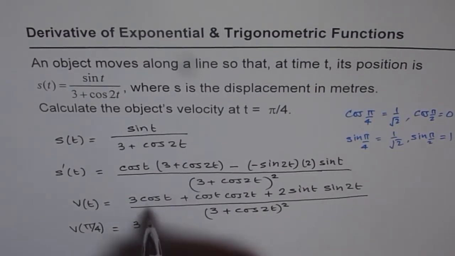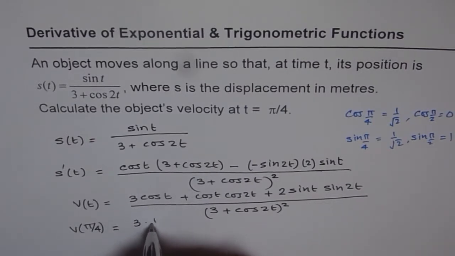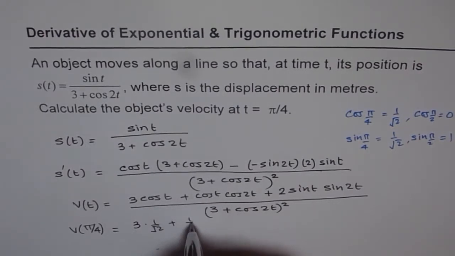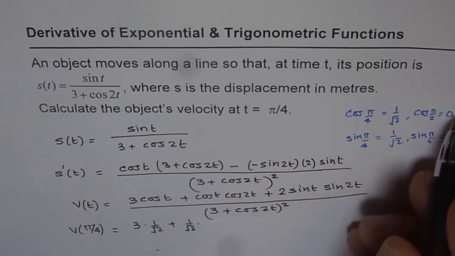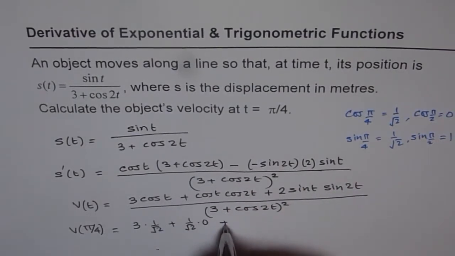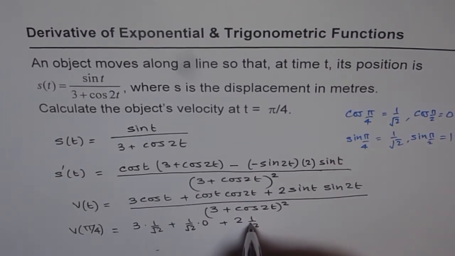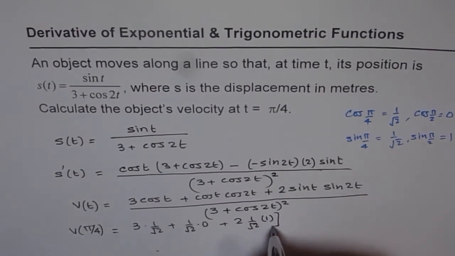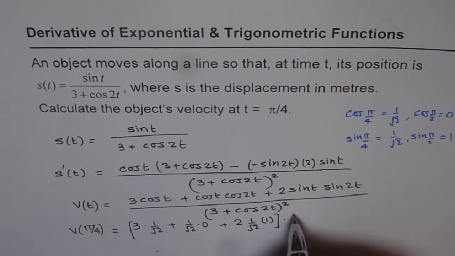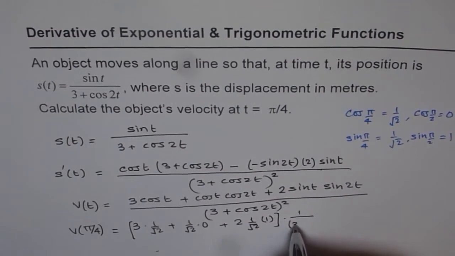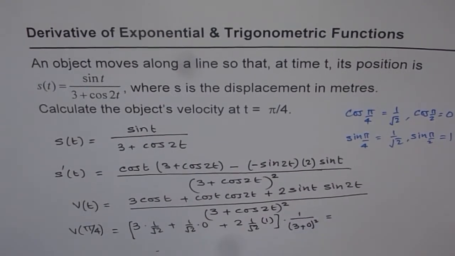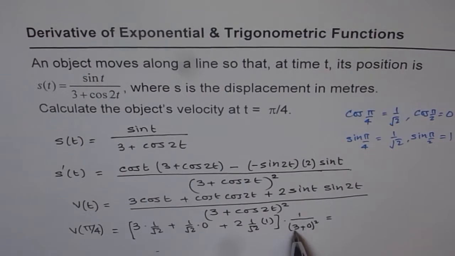So we get 3 times cos t, which is 1 over square root 2, plus cos t, 1 over square root 2, times cos 2t, which is 0, so we'll multiply that by 0, plus 2 times sine t, 1 over square root 2, times sine 2t, which is 1, sine pi by 2, right? All this is divided by, let me write this as, 3 plus cos 2t, which is cos pi by 2 equals 0, whole square. So this is what we get. Correct? So this is like 1 over 3 whole square, that means divided by 9 for us.